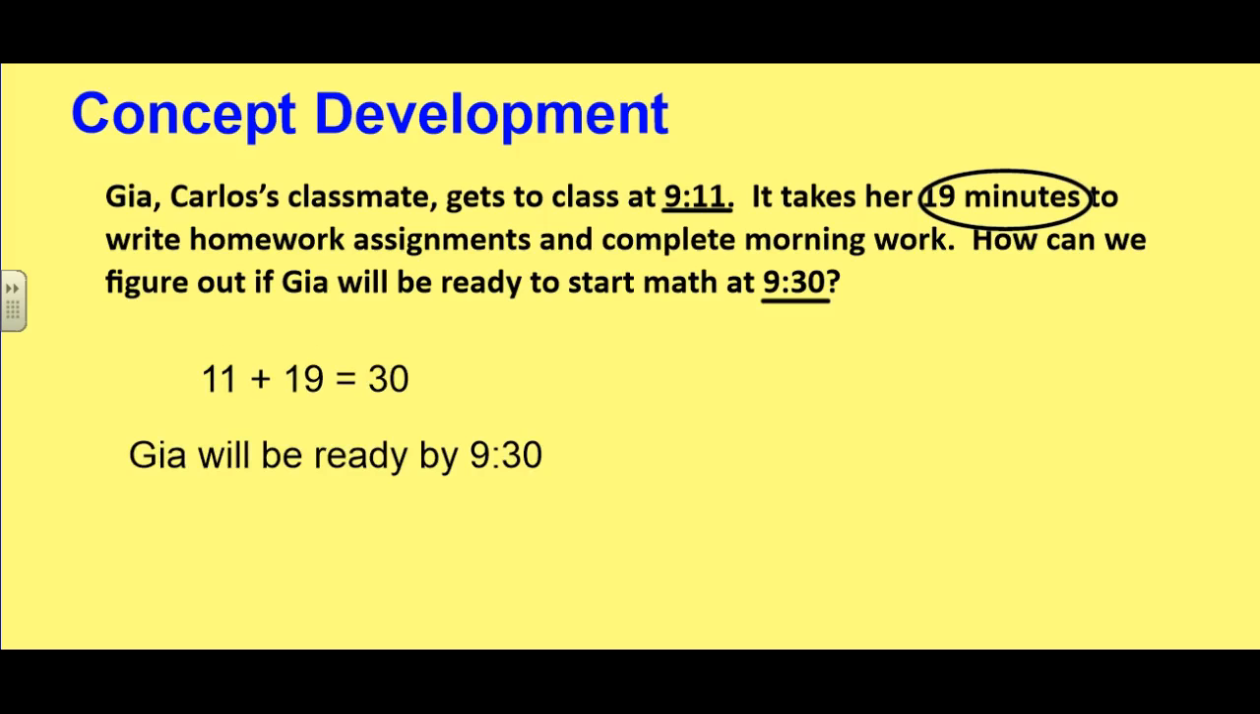Okay, so whenever you take 11 and 19 and you put those two numbers together, you're left with 30. So we could have put that 30 minutes back with the 9 o'clock, and that told us that yes, Gia would be ready. She'd be ready exactly at the right time.